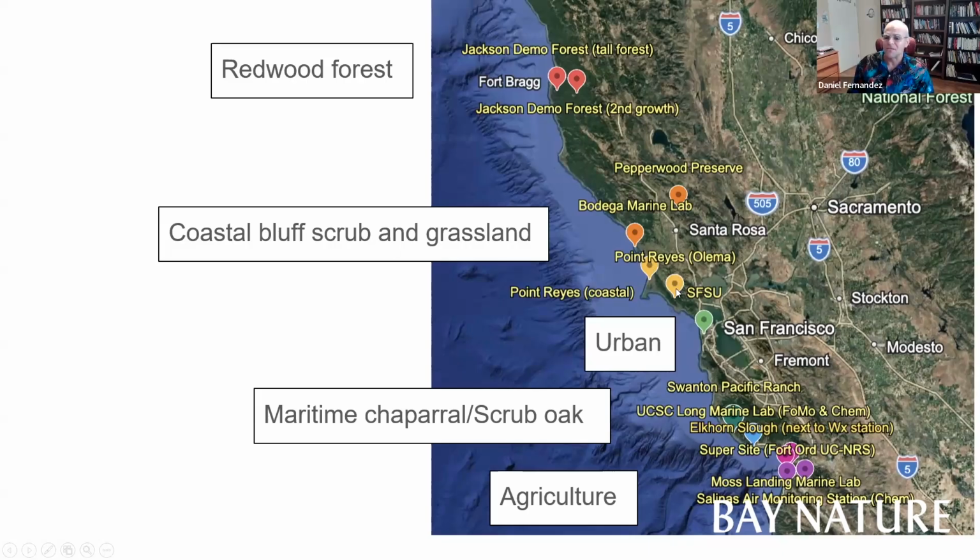We have an urban ecosystem, San Francisco State, where there's a fog collector deployed on top of the building there. We have kind of a scrub oak ecosystem in the Fort Ord area, where we have several fog collectors that have been deployed. And then we also have some deployed in more of an agricultural area in Salinas. So we have a wide range of different types of environments where we're looking at how much fog we're getting at different places.